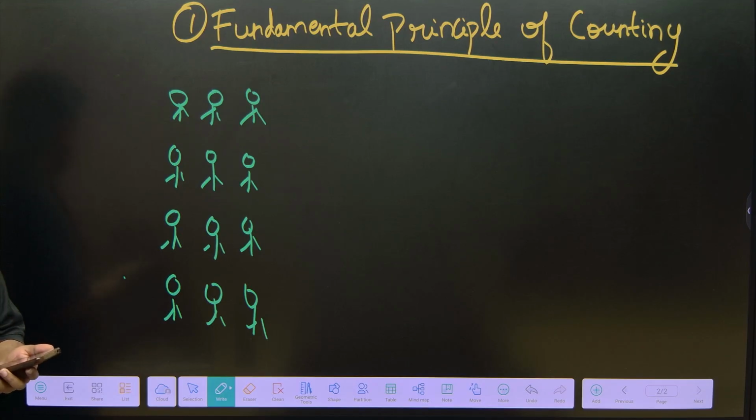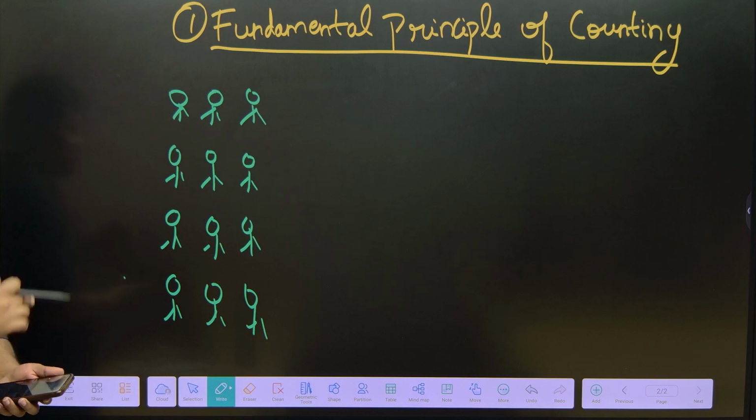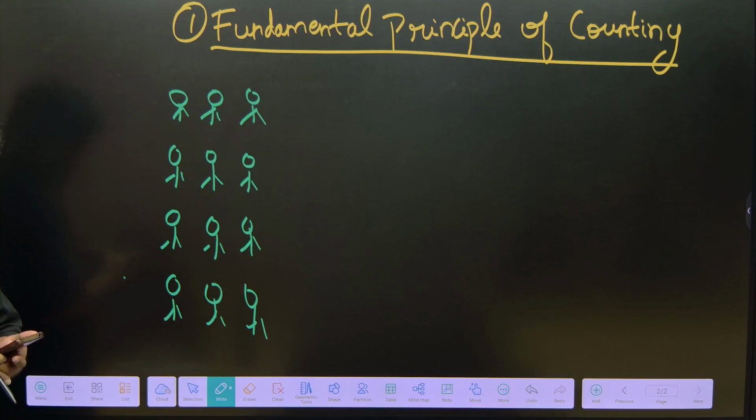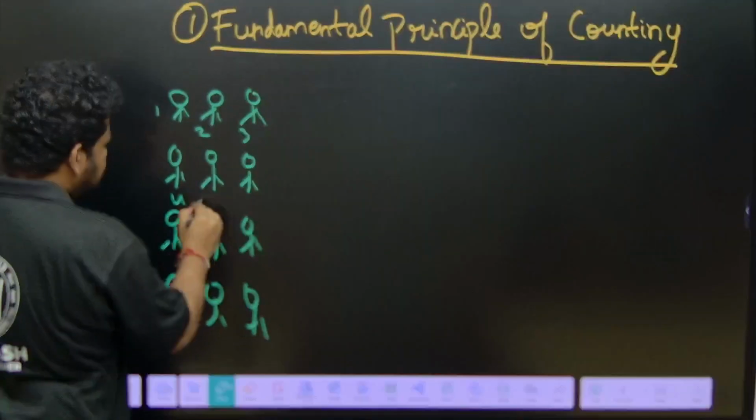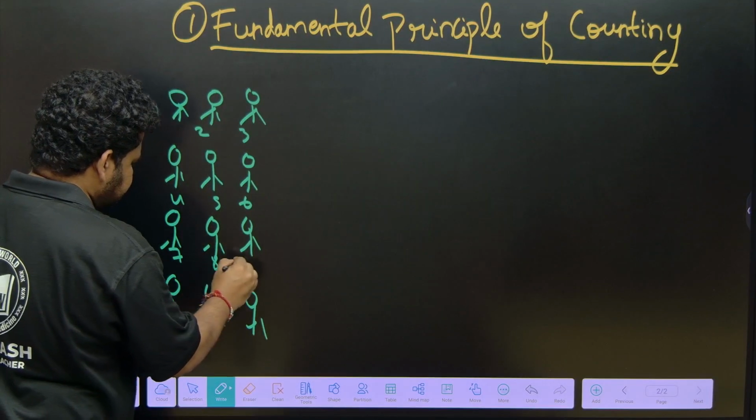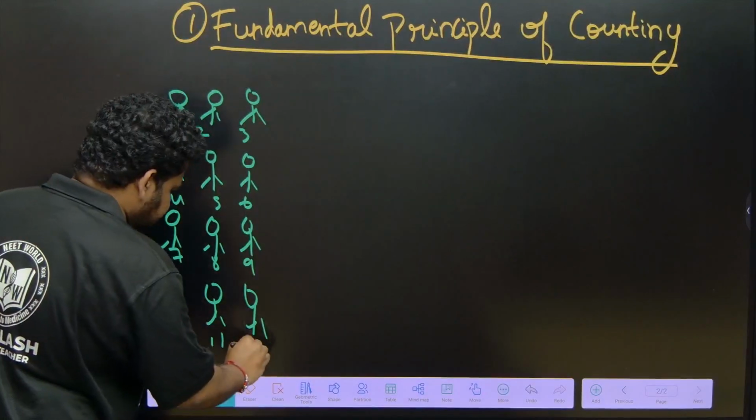1, 2, 3, you counted. Correct? Because you are life sciences students, you counted like this. Mathematics students, what will you do? 4 3s. Yeah, that way. That is good. So you counted that way. So here the total number of persons is 12. Either I can count 1, 2, 3, 4, 5, 6, 7, 8, 9, 10, 11, 12.